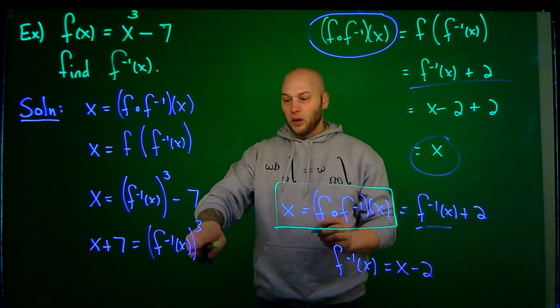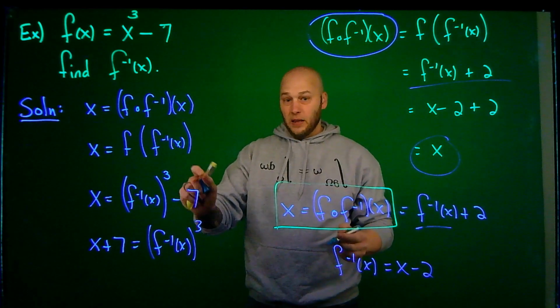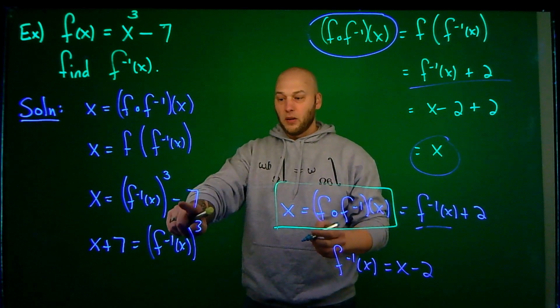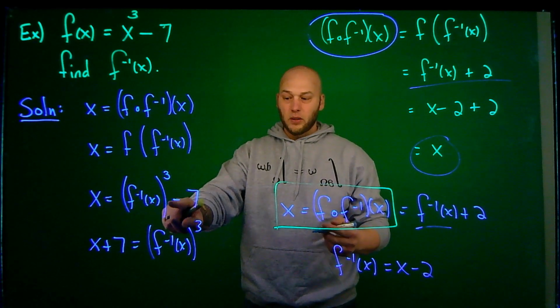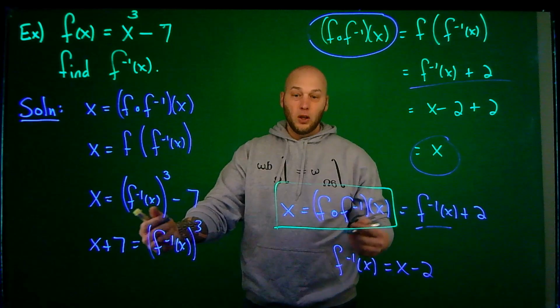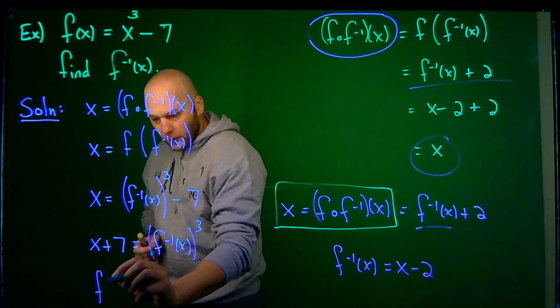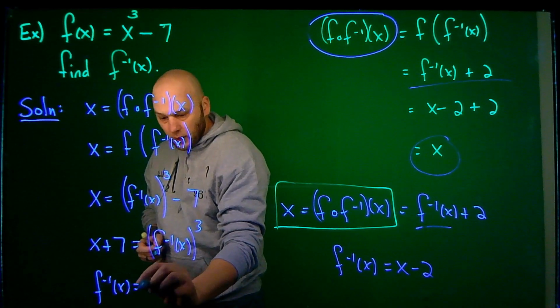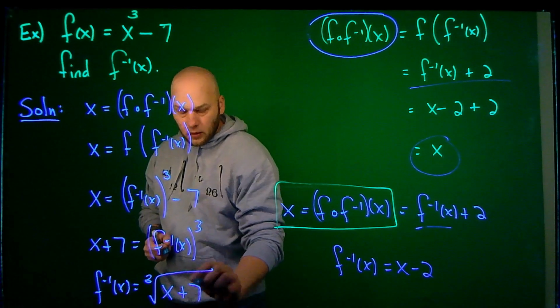And then to get rid of the cube, of course, I'm going to use the cube root. Notice I'm using the inverse operations all along the way. To get rid of this minus 7, I use a plus 7 on both sides, the inverse operation of this. To get rid of the cube, I'm going to use the cube root, which again is its inverse operation. And that gives me the following. The inverse function is the cube root of x plus 7.